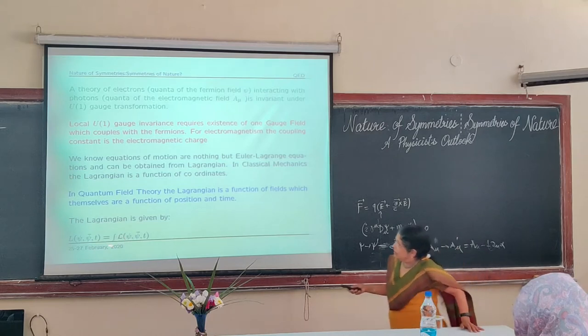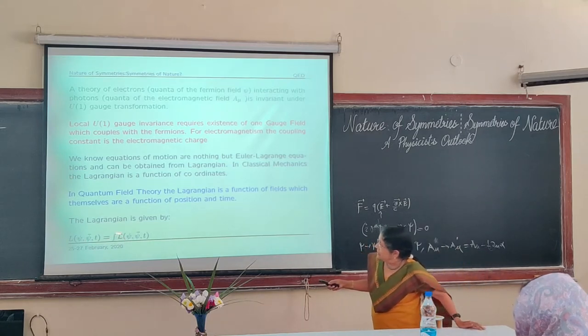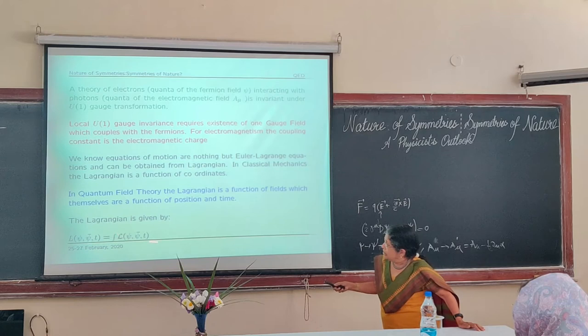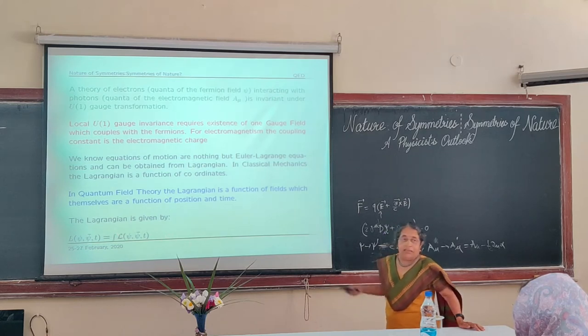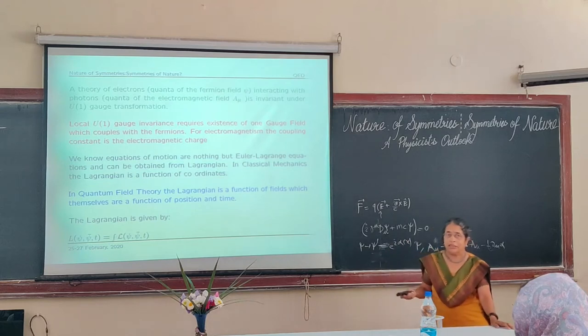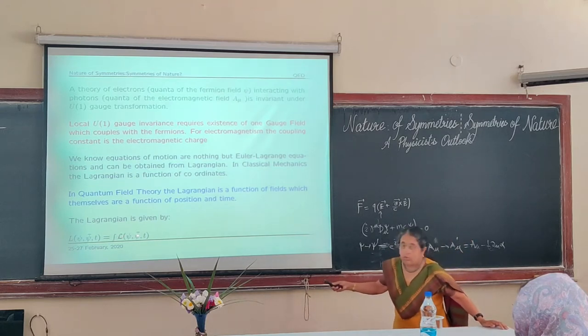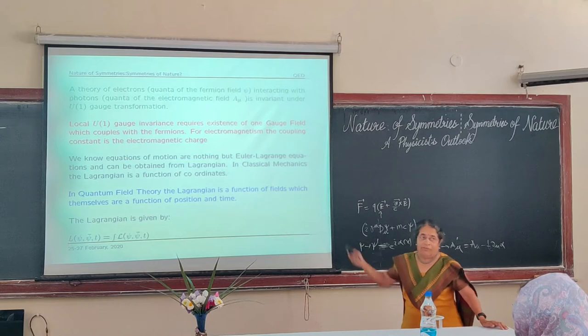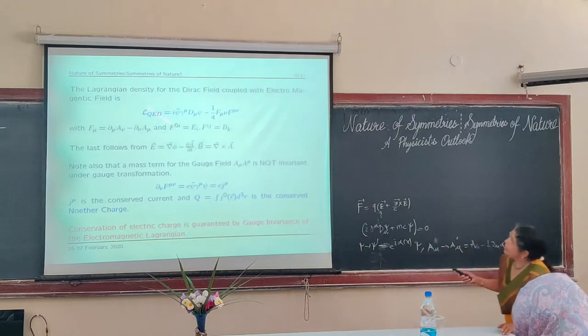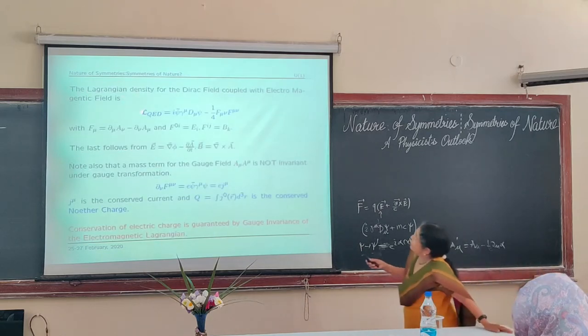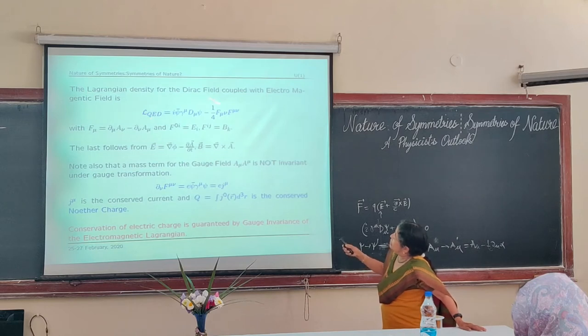The total Lagrangian is given by the integration of the Lagrangian density over d4x, that is dx, dy, dz, dt, integrated over the whole space and time. From now on, I will write only the Lagrangian density. That's what I will write in the next slides. So the Lagrangian density for QED is actually here.